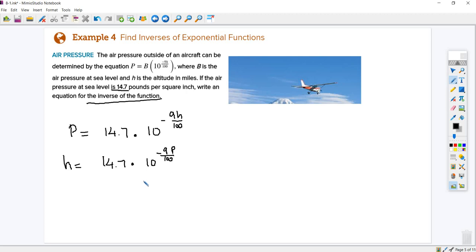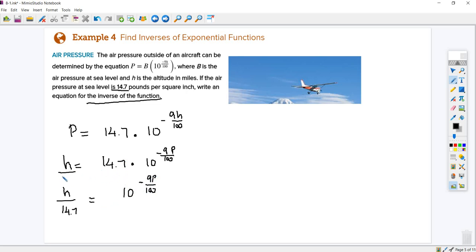That's the first step. Second step is what? Solve for P. Just like when you switch X and Y, solve for Y. That's the same thing. We are solving for P. It's good to get to the 14.7 first because it's easy. It's just a multiplication. So you divide both sides by 14.7. So we have H over 14.7. This is gone. You just have 10 to the power negative 9P over 100. We divided both sides by 14.7.